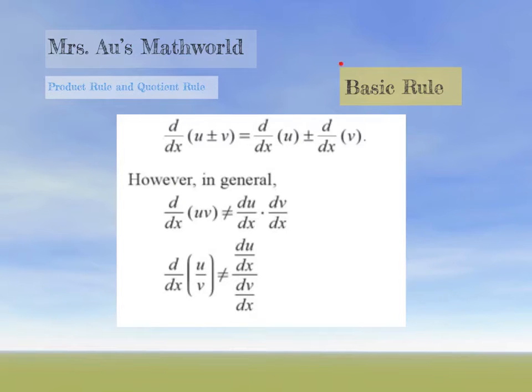So last time we talked about the basic rule. One of the properties of the basic rule is if you have two functions which are added together or subtracted, then we can differentiate them one by one and then add them together. Okay, so it is for addition and subtraction.